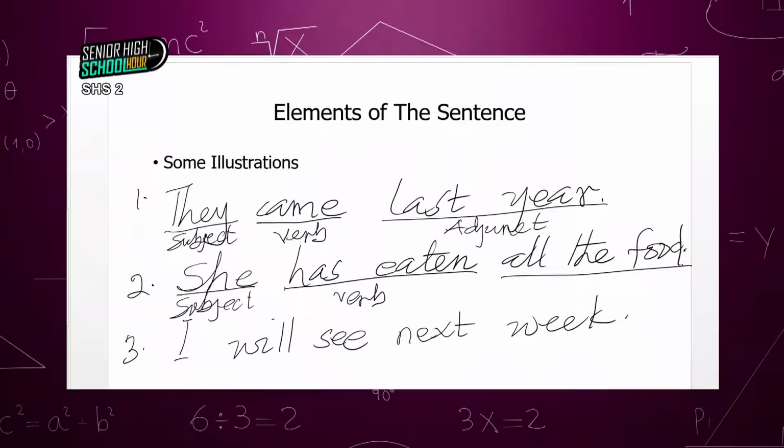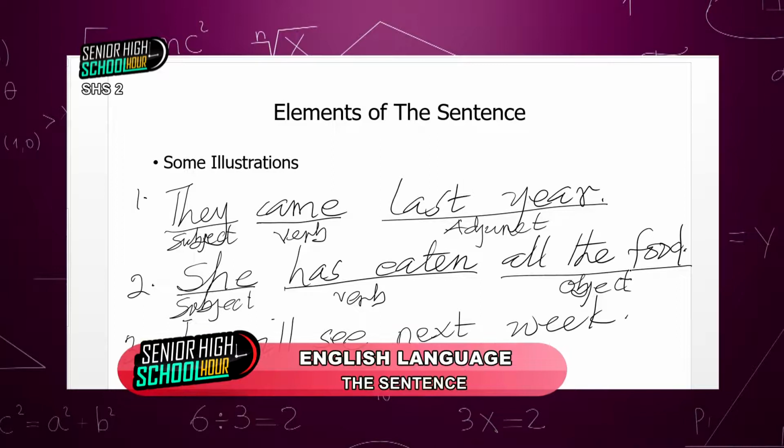Let's do that. All the food has been. Then we bring been there because has agrees with B-E-E-N. All the food has been eaten by her. The she now becomes her because it comes after the preposition by. So this is object. I say it again, it is object because it can become the subject of a passivized structure.